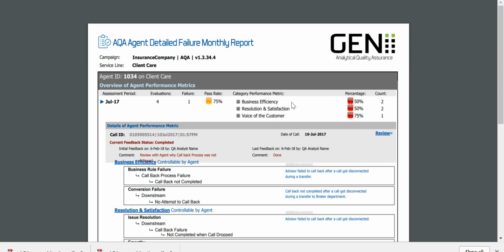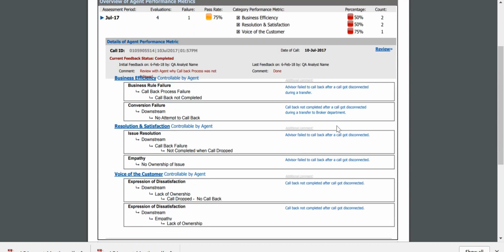You can review the detail of the actual call in terms of those areas failed. Here we can see under business rules there was a callback failure, and there was also no attempt to call back from the agent with regards to a conversion opportunity. All further detail is also available.